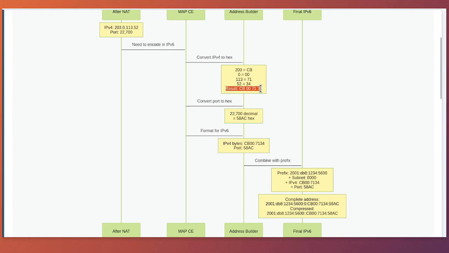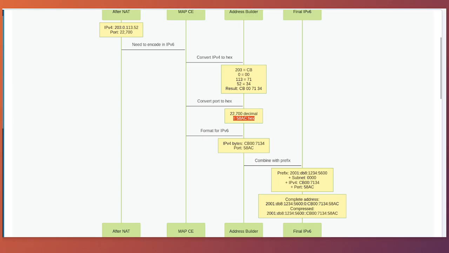Therefore, the IPv4 address 203.0.113.52 in hexadecimal is CB007134. Next, we convert the port number to hexadecimal. Port 22700 in decimal needs to be converted. We repeatedly divide by 16 and take the remainders.